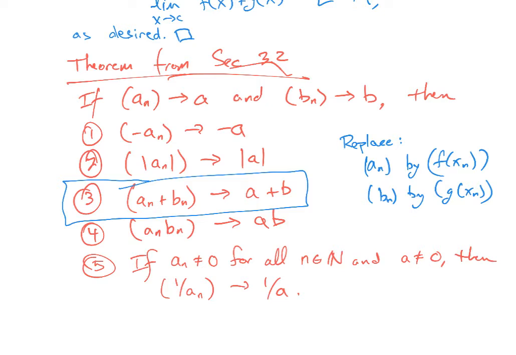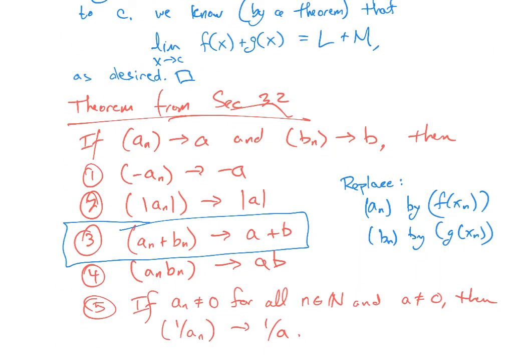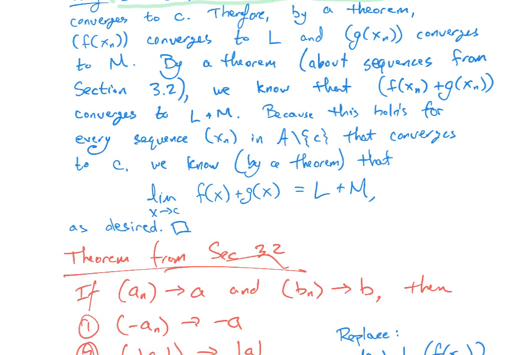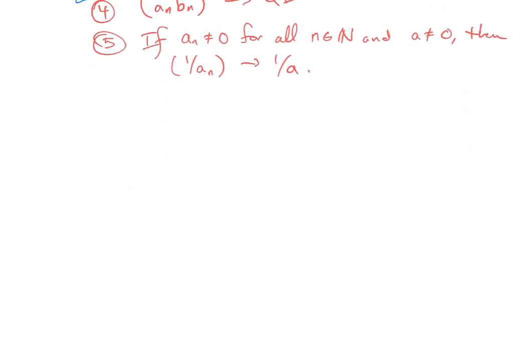So we say, okay, we know that our functions converge, so if we let xn be any sequence of the right form, then the sequences of function values converge. So then we used this theorem, and we said we know that if we sum two sequences, that sequence converges to the sum of the limits. And then we translated it back. We said, well, okay, then we know that the limit of the functions is the same. Okay, so what are we going to get when we play this game?